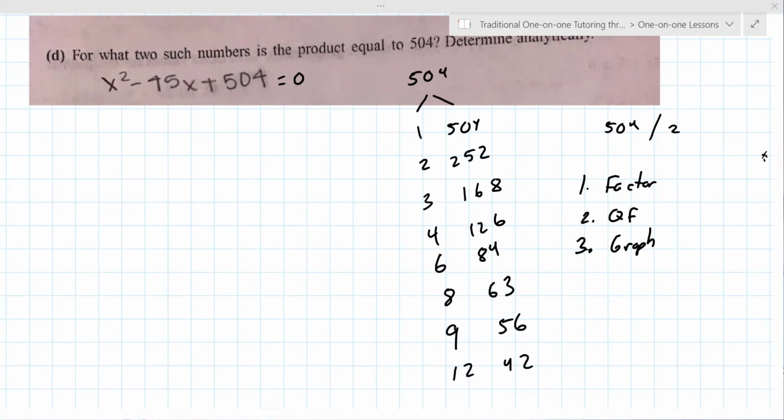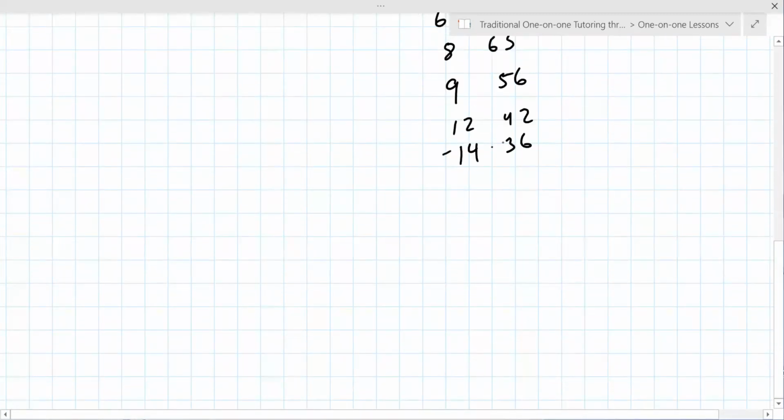I don't know if 14 is going to work. Did 14 and 36. So these are all going to be negative. So we're looking for the ones that add up to negative 45. We're getting closer because negative 14 and negative 36 add up to negative 50. So we're getting really, really close. We're going to try 16. 16 didn't work. I bet 18 does.